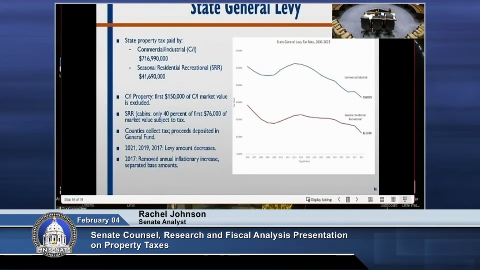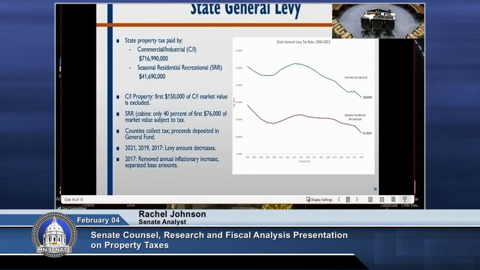Mr. Chair and members, to that question, I'm going to talk a little bit now about levies, starting with the state general levy. The state general levy was established in 2001 as part of a larger property tax reform that happened that year. Counties collect the tax and it goes to the general fund. The state general levy is actually two separate levies with separate dollar amounts. One is applied to commercial, industrial, including public utility property, which I'll just call CI property, and the other is applied to seasonal recreational property.